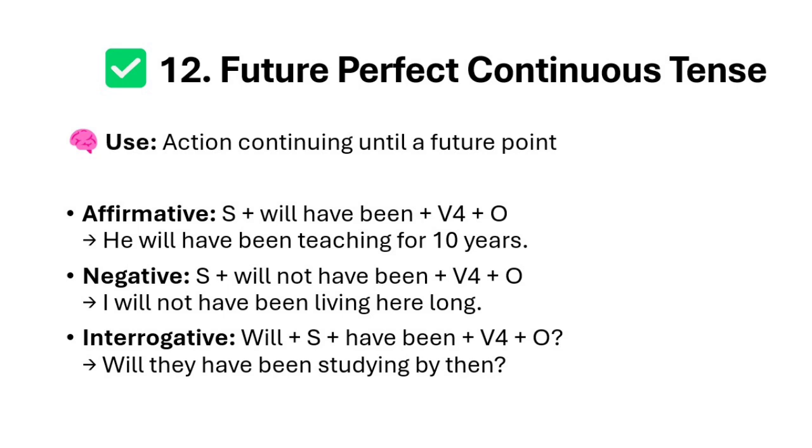Now let's see the affirmative sentence structure. Subject plus will have been plus fourth form of verb plus object. Example, he will have been teaching for 10 years. Now see the negative sentence structure. Subject plus will not have been plus fourth form of verb plus object. Example, I will not have been living here long. Interrogative sentence structure. Will plus subject plus have been plus fourth form of verb plus object. Example, will they have been studying by then?